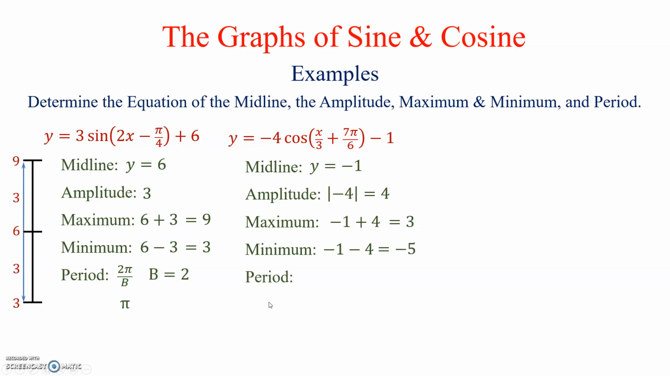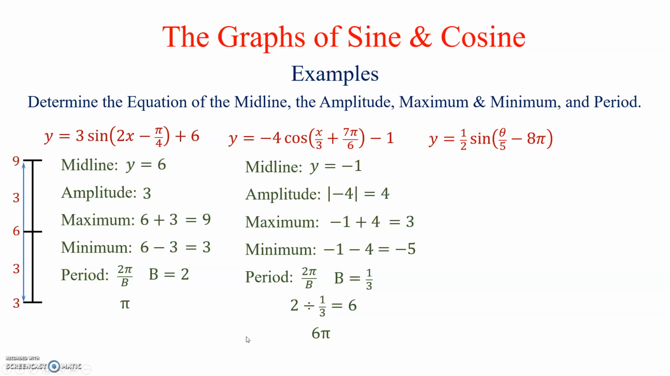Period, again, the period has the formula 2 pi over b, and the b happens to be 1/3. So be careful, b is not 3. Technically, there's a 1 there, so 1/3 would be the coefficient. So now when we do 2 divided by 1/3, that gives us 6. So therefore, the period is 6 pi. Again, this tells us the distance of 6 pi is what we would have to travel before the graph starts to repeat itself.